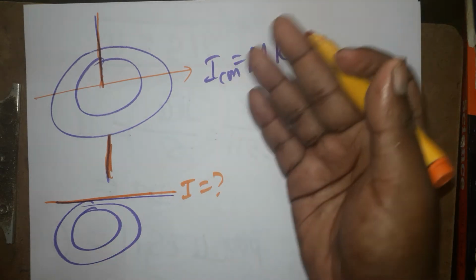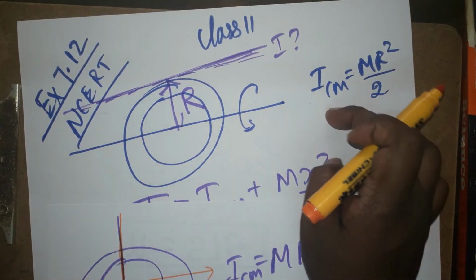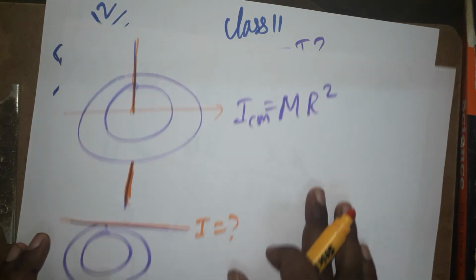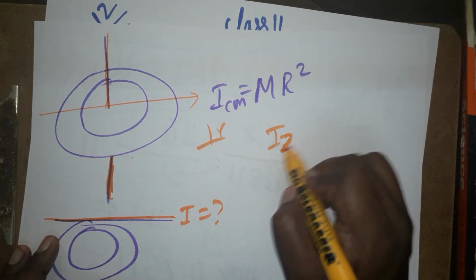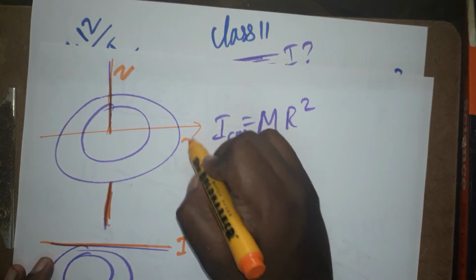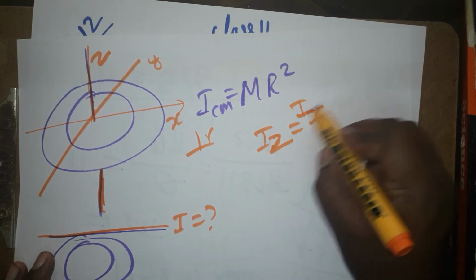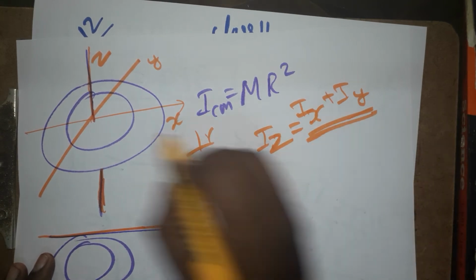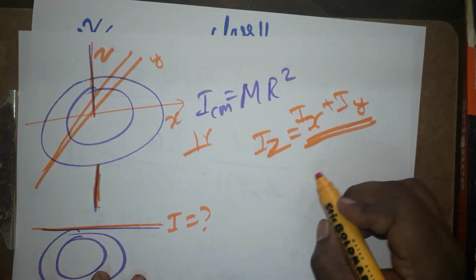Before, we knew this and found the parallel line. In case you don't know this but you know this line, you can easily calculate. Now I am using the perpendicular axis theorem. Total inertia, the inertia at the z axis, is equal to the inertia at the x axis plus the inertia at the y axis. These two will be equal, since when the ring is rotating about x and y, it looks like a sphere. Both inertias will be equal.